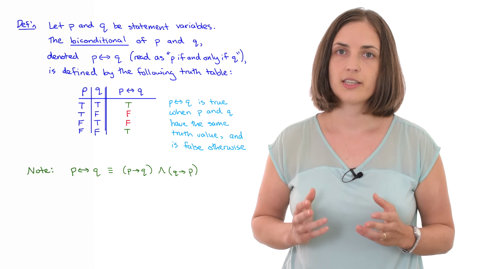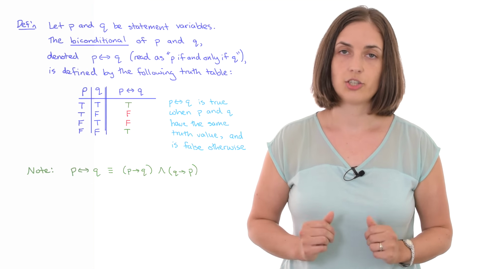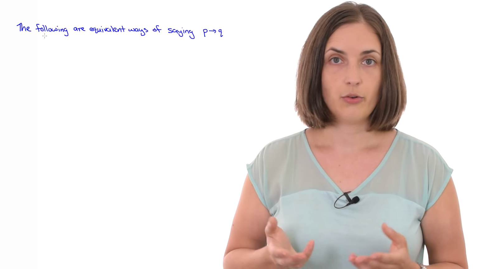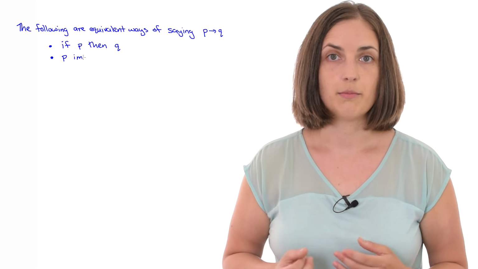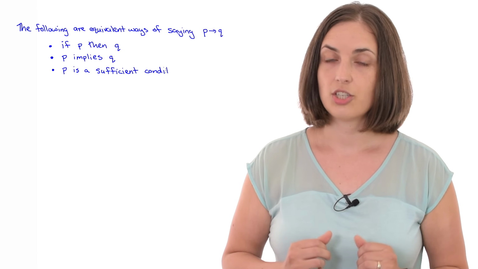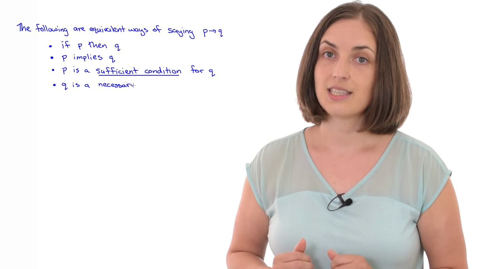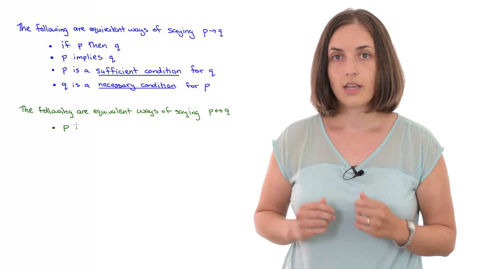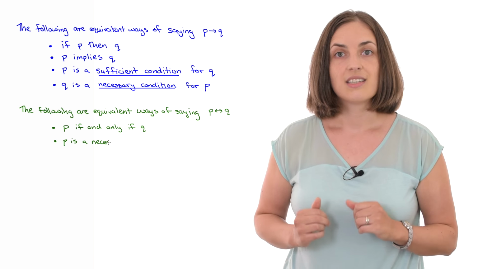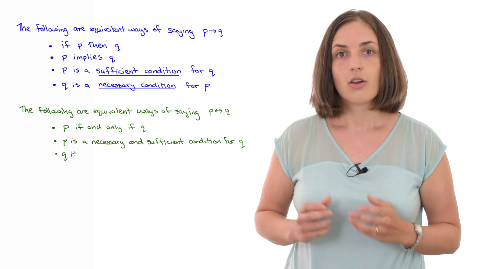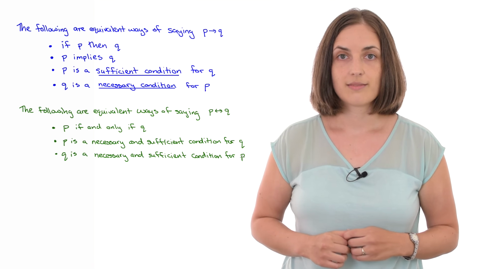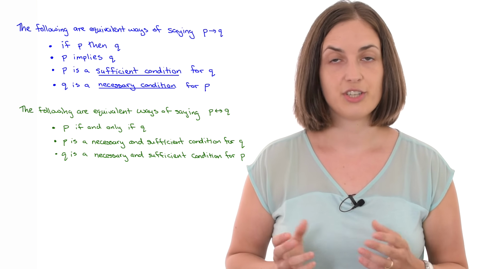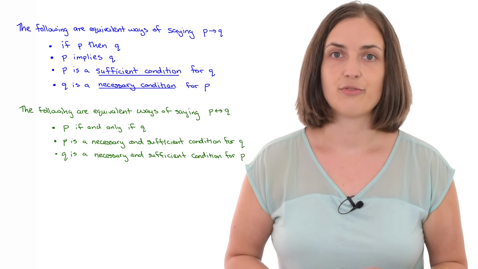Now we will review some various ways of saying a conditional or biconditional statement. The following are equivalent ways of saying P implies Q. We could say if P then Q, or P implies Q, or P is a sufficient condition for Q, or Q is a necessary condition for P. And here are some equivalent ways of phrasing a biconditional statement. P if and only if Q, P is a necessary and sufficient condition for Q, Q is a necessary and sufficient condition for P. It is very important to know what somebody means when they say necessary condition or sufficient condition, or necessary and sufficient condition.